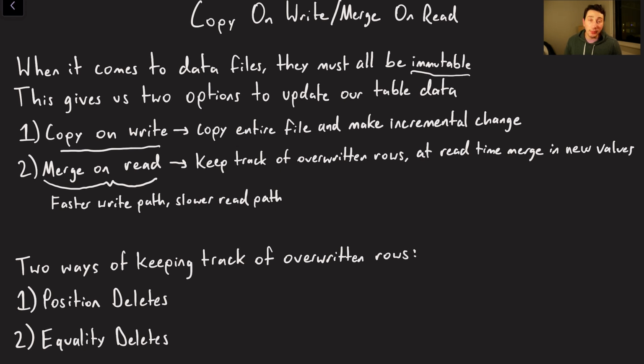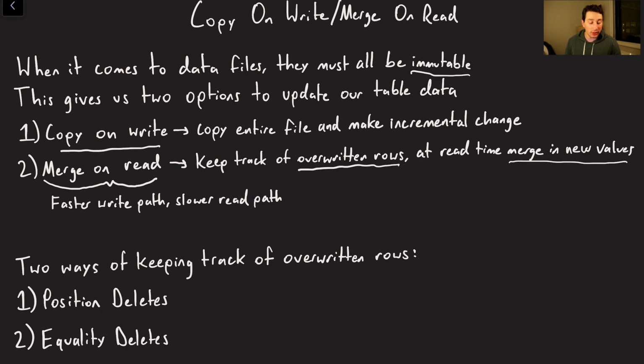If you do want to speed up writes, which probably is often not going to be the common case with analytical workloads, at least compared to optimizing for read speeds, what you could do is use merge on read semantics. Basically the gist is, if I want to write over 1 in 1,000 rows, instead of overwriting the entire file and having to copy it, what we can do is just keep track of the overwritten rows, and then at read time actually merge in the new values. This is going to make our writes faster, but our reads a little bit slower.